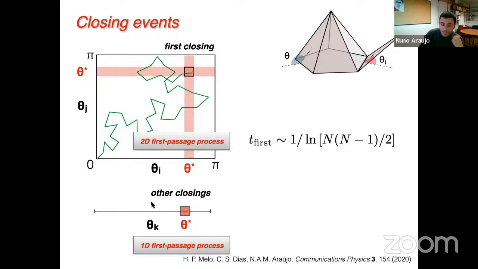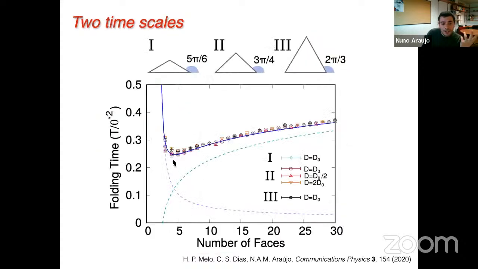And so if you think in terms of rank statistics, you want to ask, from n minus 2 first passage processes, what is the typical time of the slowest of them? And you know that needs to scale as the logarithm of n minus 2, where n minus 2 is the number of first passage processes that you want to have. So if you now combine the two, what I'm showing you here is the folding time as a function of the number of faces.